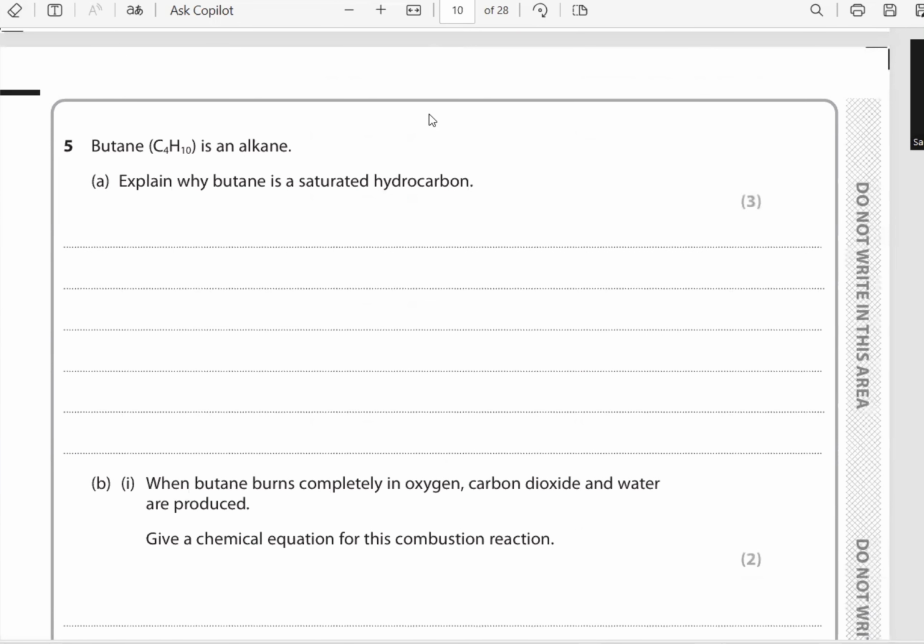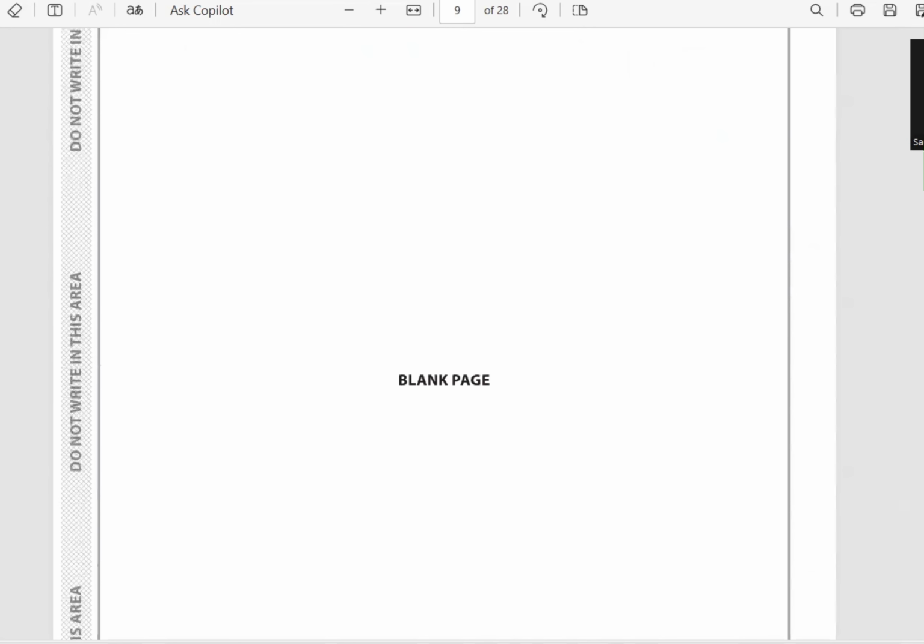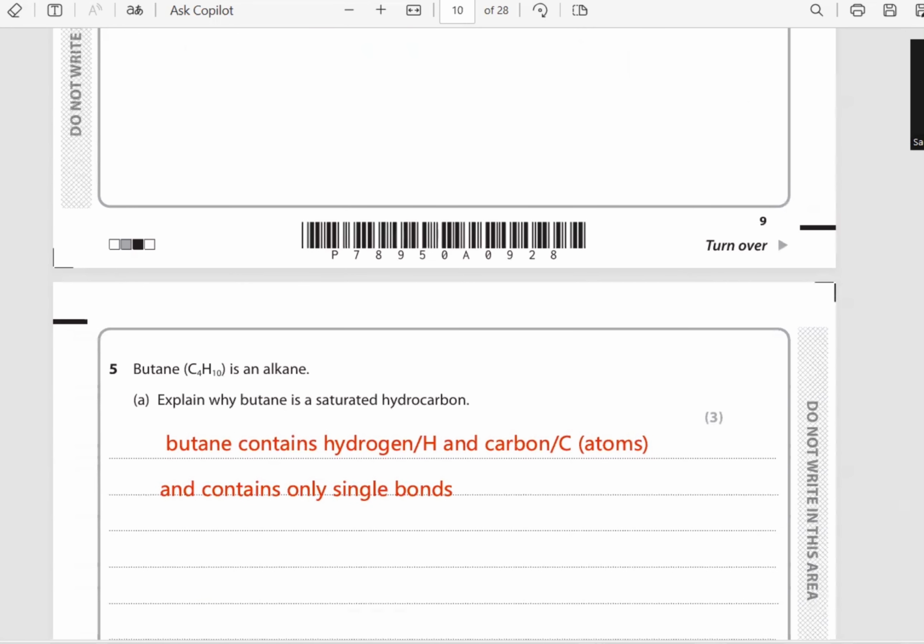Question number 5. The question is from organic chemistry. Butane is an alkane. Explain why butane is a saturated hydrocarbon. Hydrocarbon means it contains only hydrogen and carbon. Saturated means the compound has only carbon to carbon single bonds. Butane contains only hydrogen and carbon atoms, and it contains only single bonds.